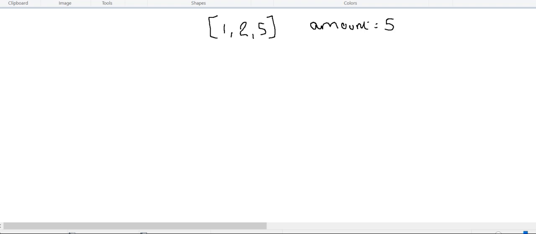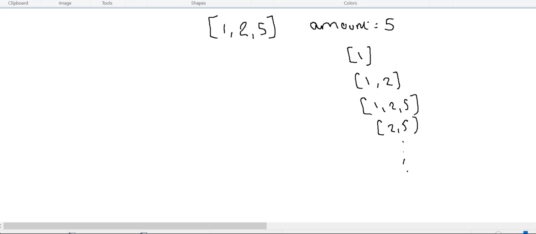Now if I tell you that you need to find the different combinations of these coins, I mean all the subsets of these coins, you'll find 1, then 1, 2, then 1, 2, 5, then 2, 5, and so on, right? These are all the subsets. But here the condition that we are given is we can repeat the coin. So when we make this amount 5, we can have 1, 1, 1, 1, 1, and we can still make this amount 5, right?